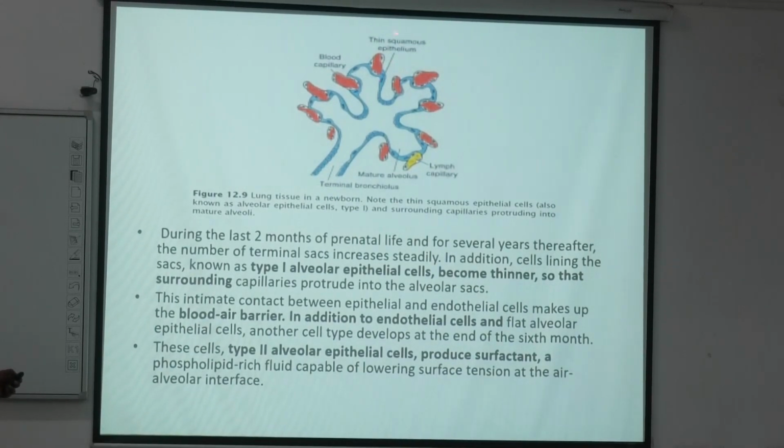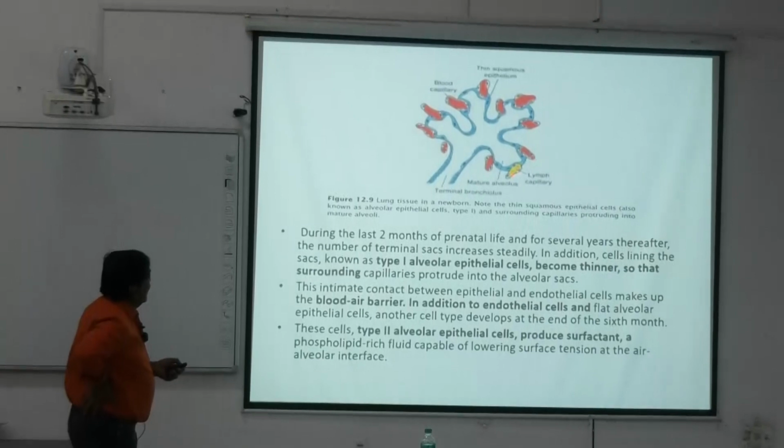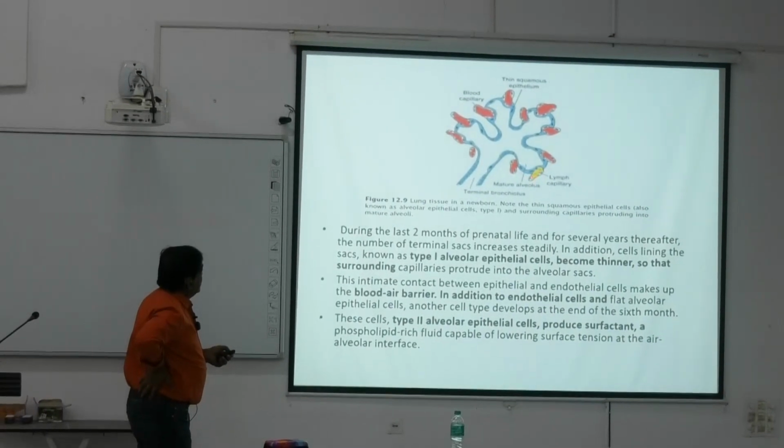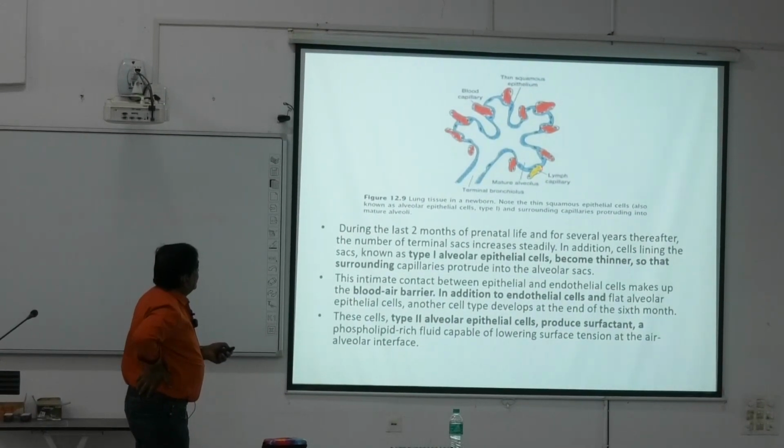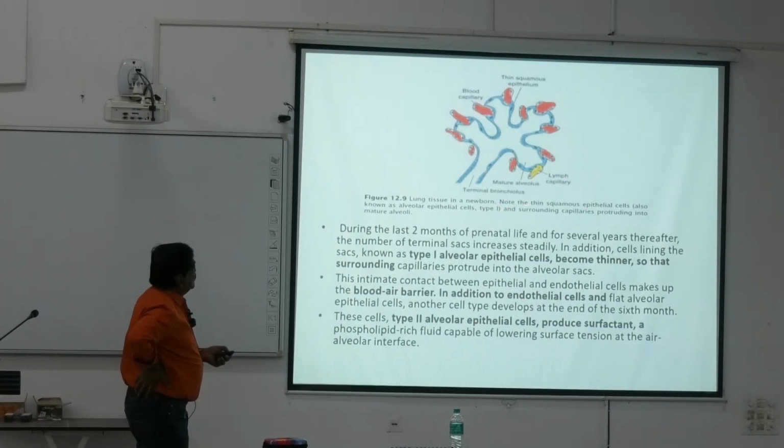See the squamous epithelium, the blood capillaries and the lymph capillaries in yellow and mature alveoli. Now, lung tissue in a newborn: note the thin squamous epithelium cells, clusters known as alveolar epithelial cells, and the surrounding capillaries protruding into the mature epithelium.